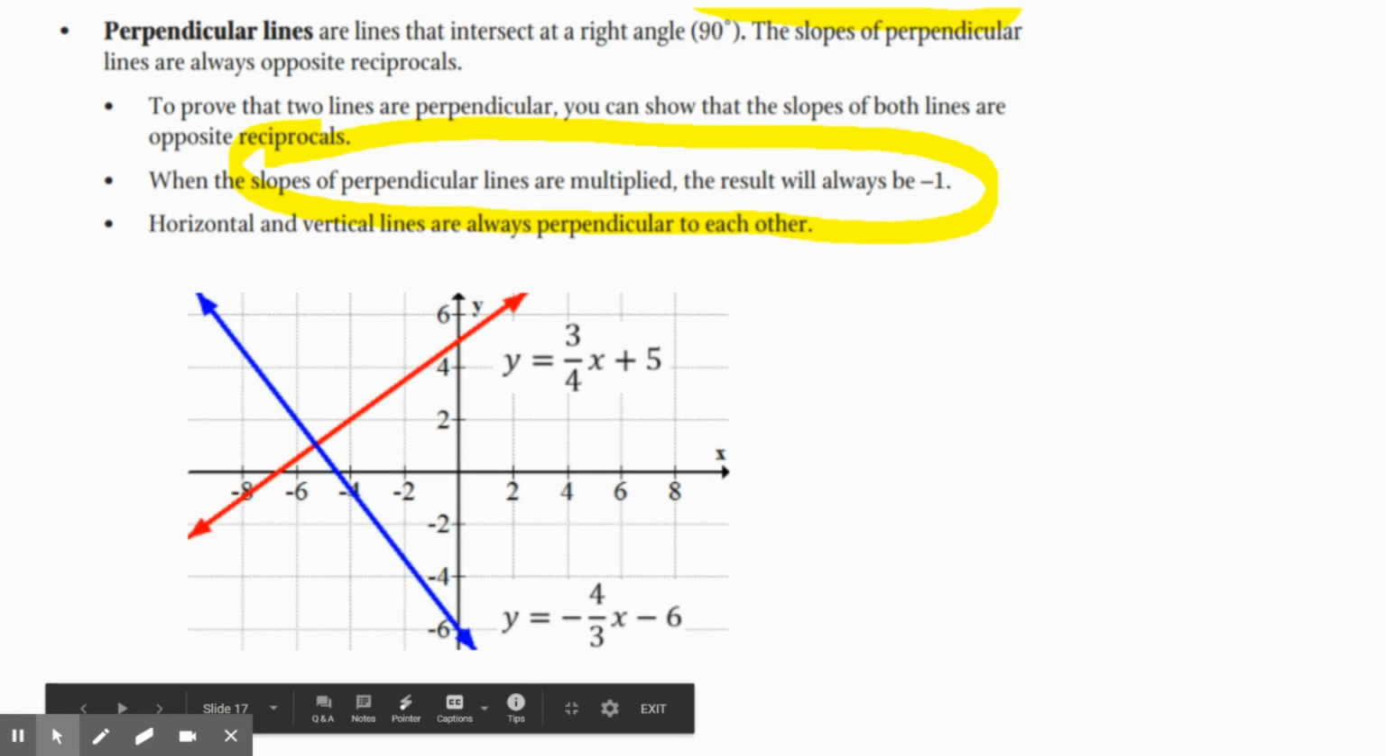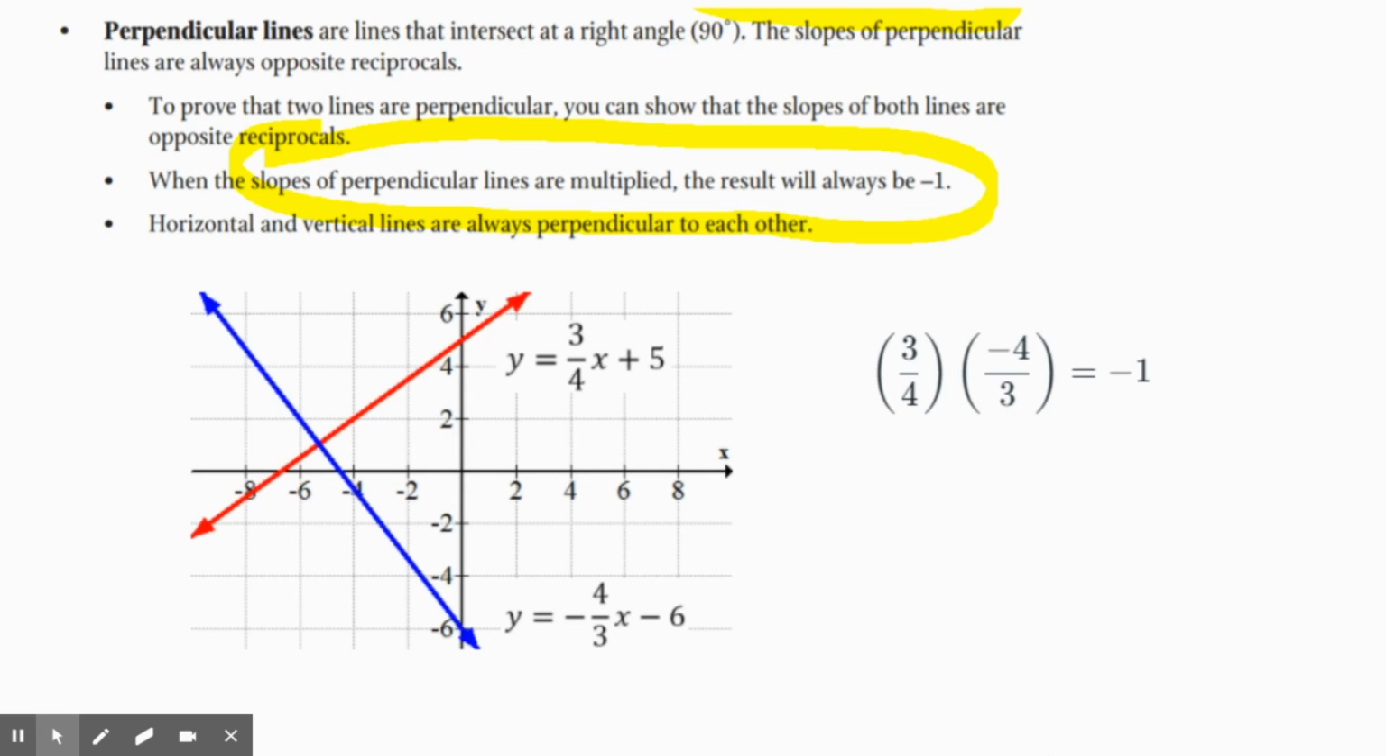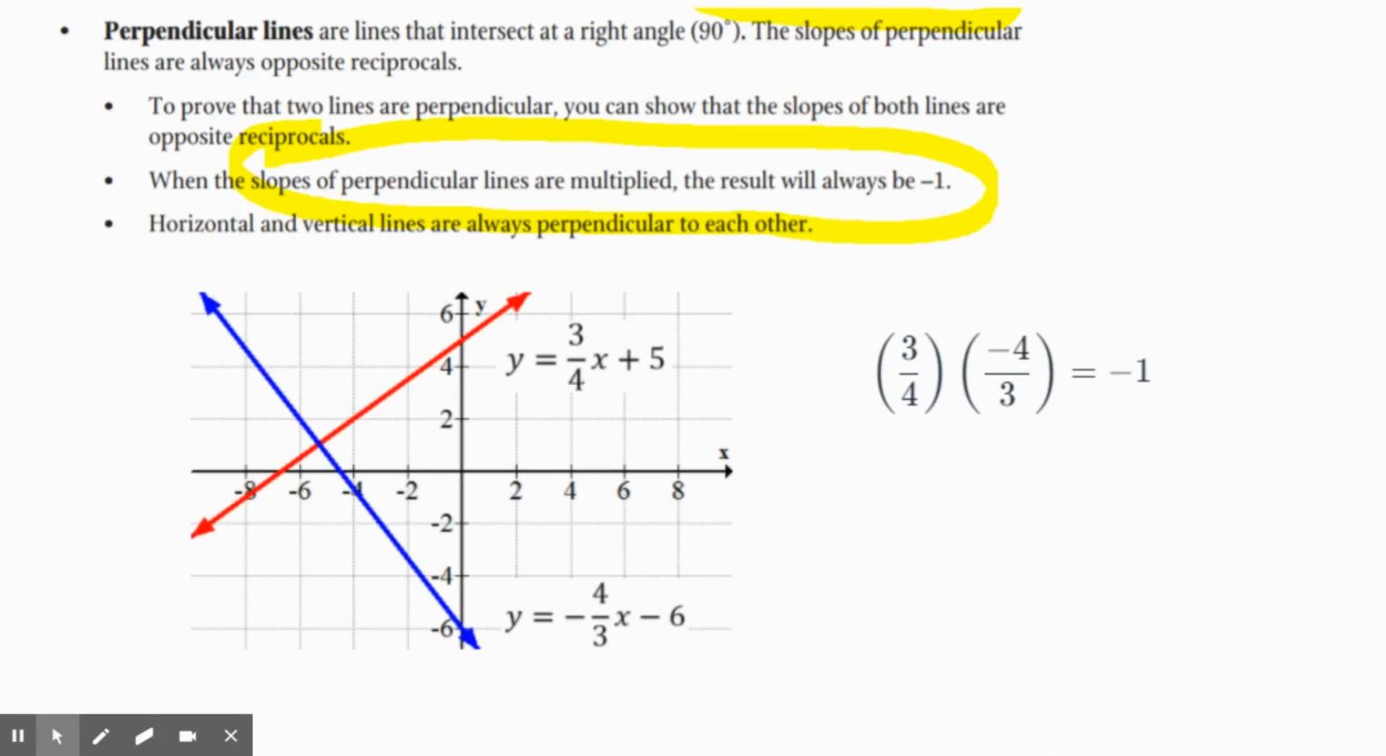Perpendicular lines have what are called opposite reciprocal slopes. In other words, if we were to multiply both of these slopes, we would get a value of -1. The first slope is 3 over 4. The second slope is -4 over 3. Multiply those together, you get -1. These 2 lines are perpendicular.